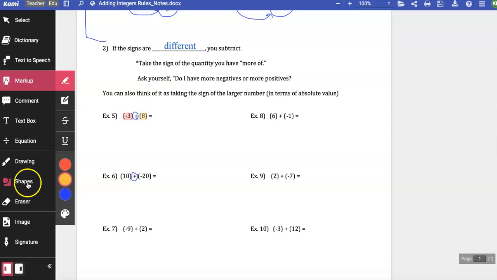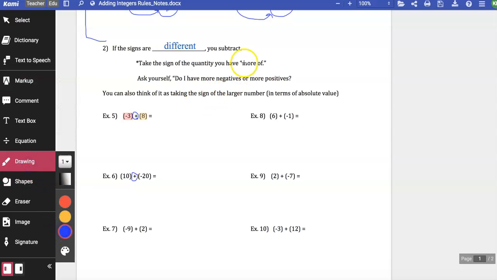you subtract. Let me underline that. So if the signs are different, you subtract. So I take 8 and I subtract 3, and the difference is 5. And then I need to make a decision. Is this a -5 or a +5?